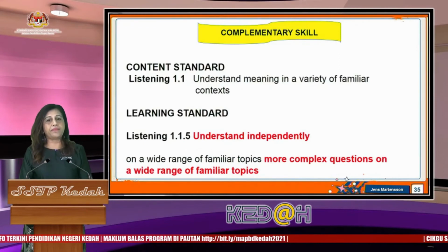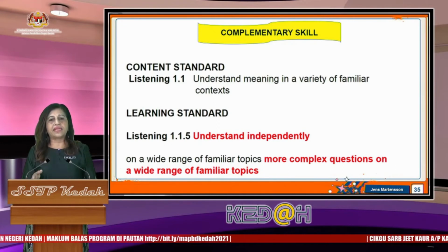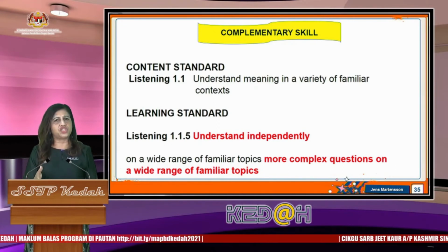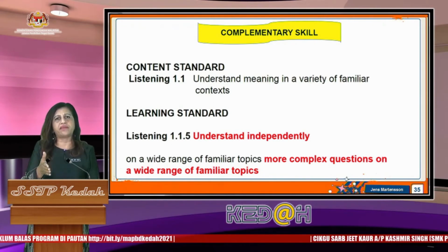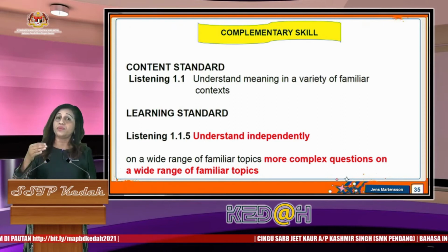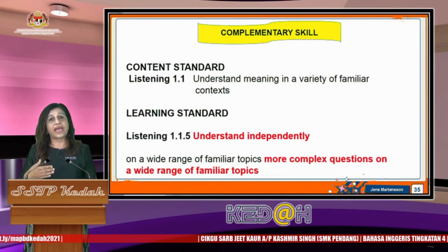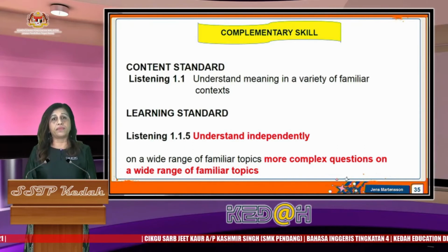Now, complementary skill: understand meaning in a variety of familiar contexts. Now, teachers, you'll be wondering, why am I sharing with you again this complementary skill? Because I want to bring you back to the next activity where I'm going to assess my pupils to award them with higher performance level.